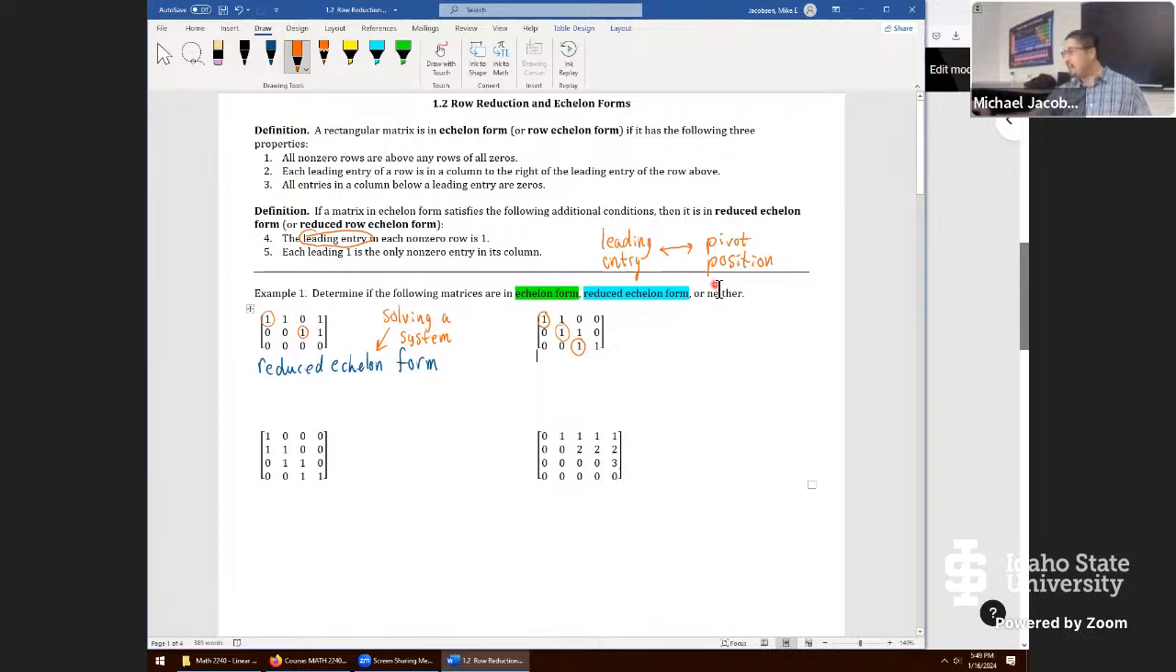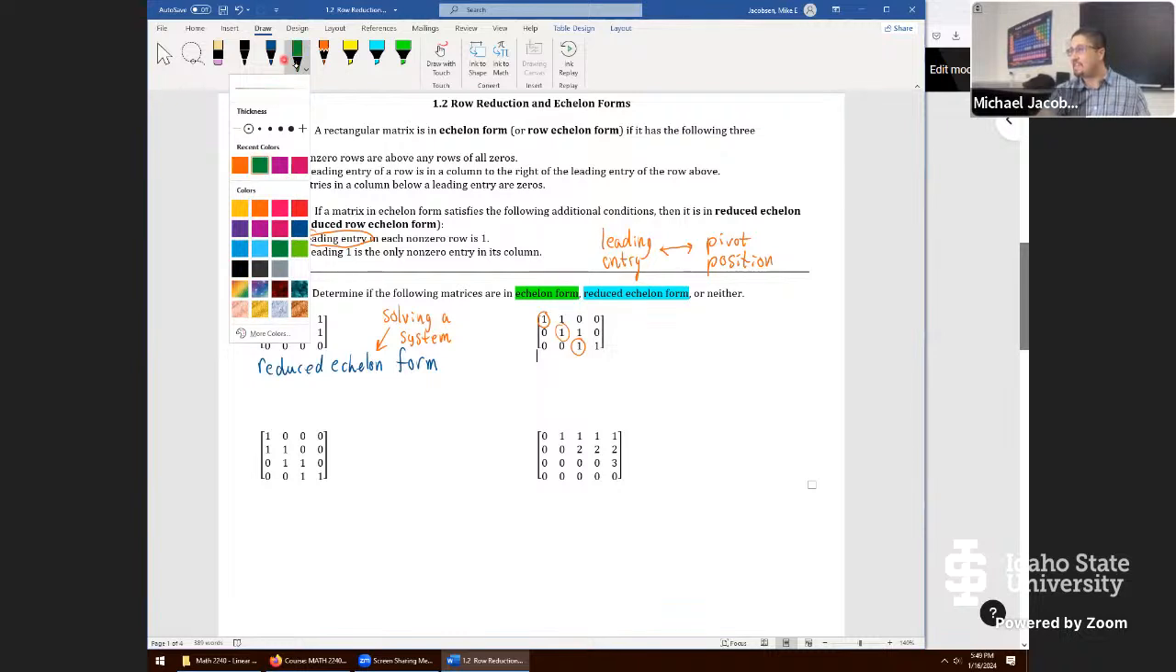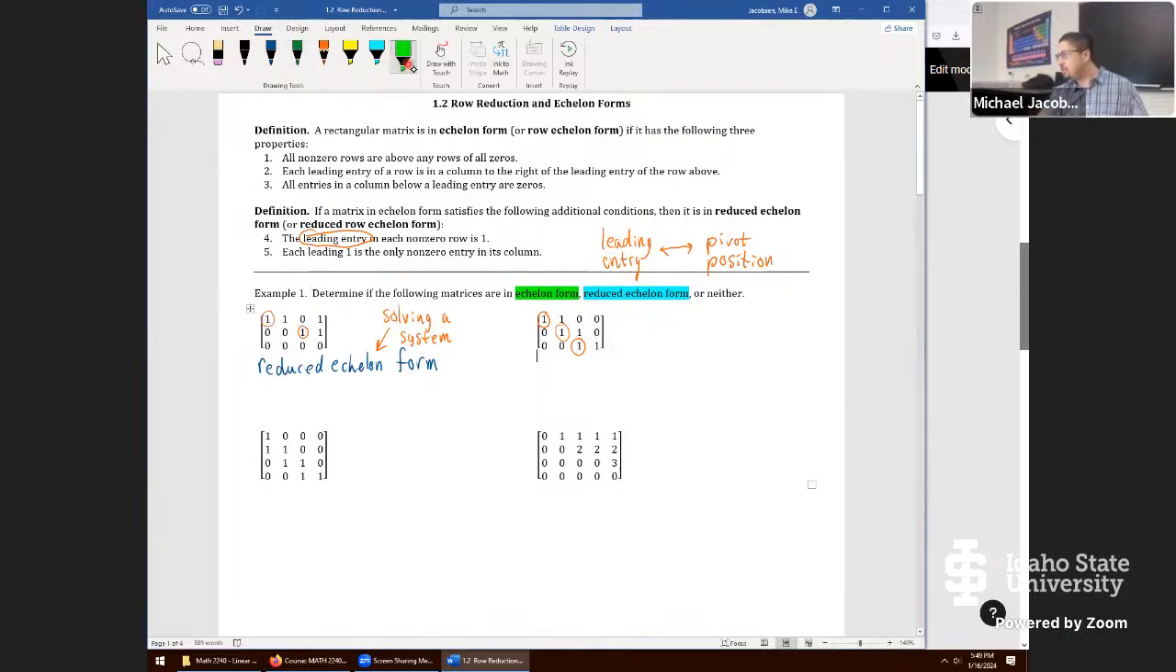I agree. This one's not in reduced, it's just echelon. And what makes this one just echelon is this entry here and this entry there. If those were zeroed out, it would have been in reduced echelon form, but here we'll just call it echelon. Let me make sure I spell that right, echelon form. And just as a reminder, we go to echelon form a lot, it turns out.